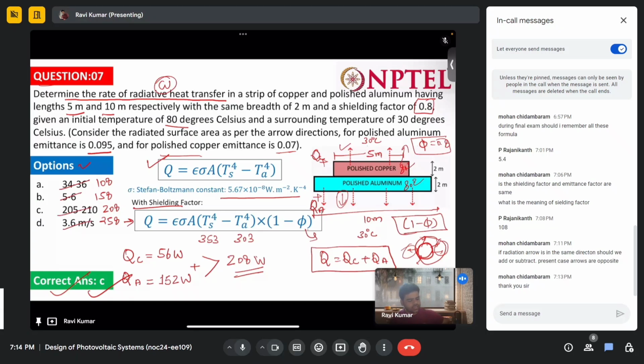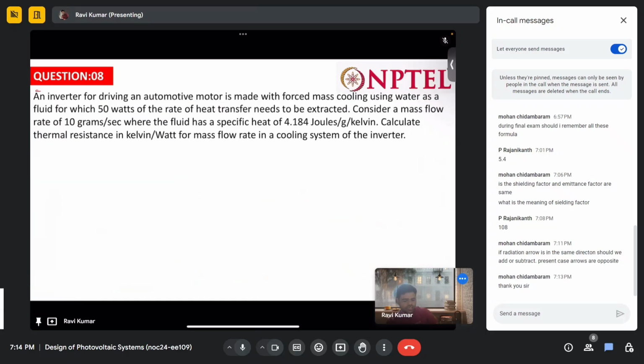Okay, let's move to the next question, which says an inverter for driving an automotive motor is made with a forced mass cooling using water. So this is another type of heat transfer, that is the mass transfer. Here the mass is water, which is used as a forced mass cooling system. It is like 50 watt of the rate of heat transfer that needs to be extracted. So that is the Q, what needs to be extracted.